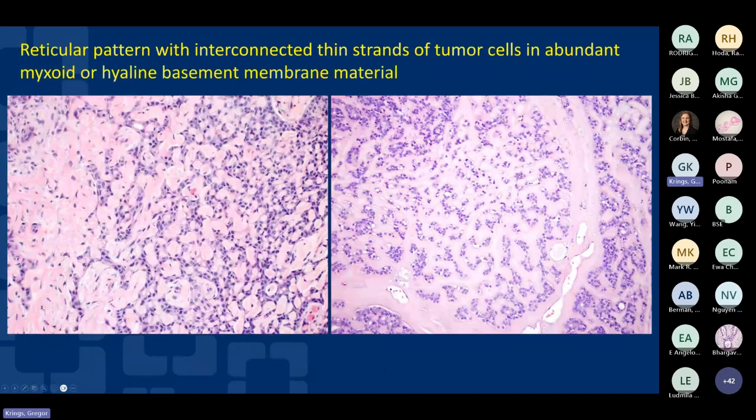In some cases, the basement membrane material can be very prominent and can compress the epithelial, myoepithelial proliferation into these thin interconnected strands, giving this reticular pattern.